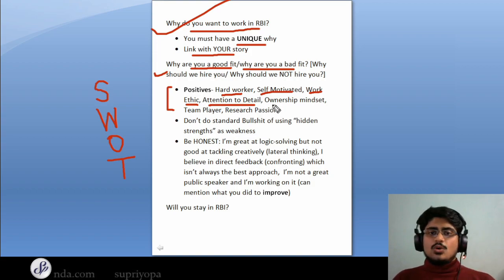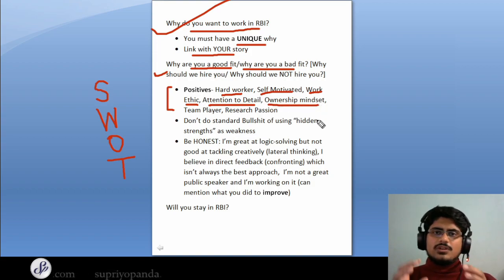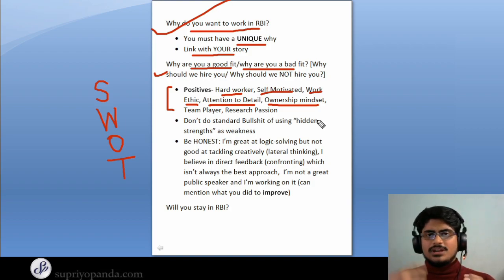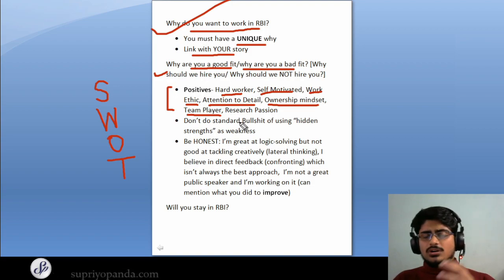And another thing is ownership mindset. So for example, if you are able to take a project, if you are able to take a certain job and then you are able to perform it as if it is your own, as if the onus of the entire thing lies upon you, then of course you will be excelling, right? And so ownership mindset is something that is quite positive, and you can bring that up, that this is how I view the world. The next thing is team player. Every organization has a team that you must work with, and if you are a team player, it works positive wonders in every organization. And another thing that is quite important and pertains to RBI is your passion in research.